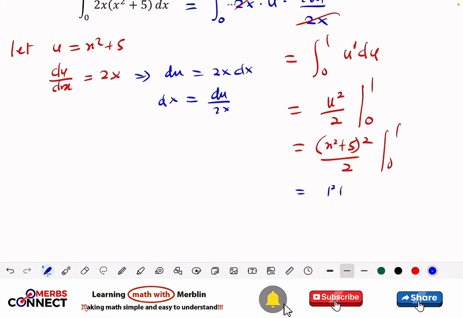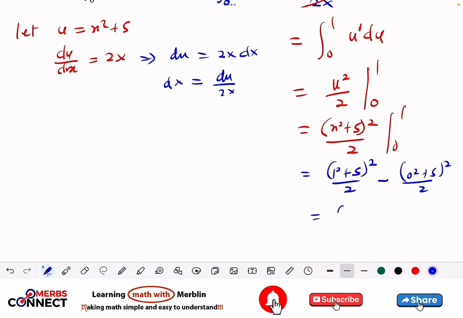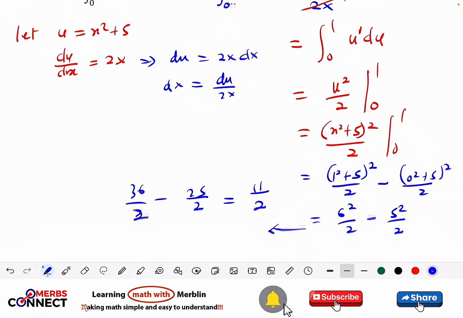So this is 1 squared plus 5 divided by 2 all squared minus 0 squared plus 5 divided by 2 all squared. So this is going to give us 6 squared divided by 2 minus 5 squared divided by 2. 6 squared is 36, and then this is 25. So when you do the subtraction, what you get? This should be 11 divided by 2. What is the other way?